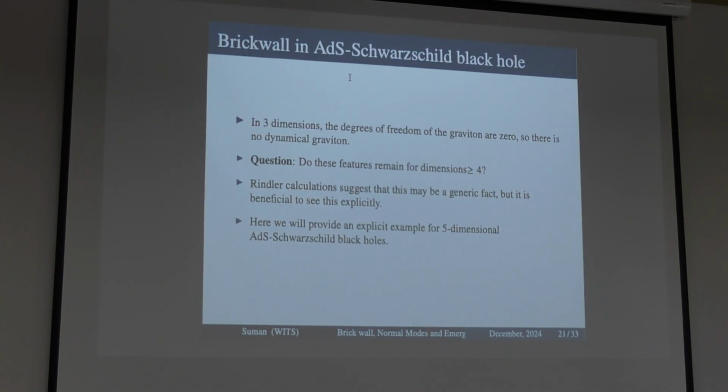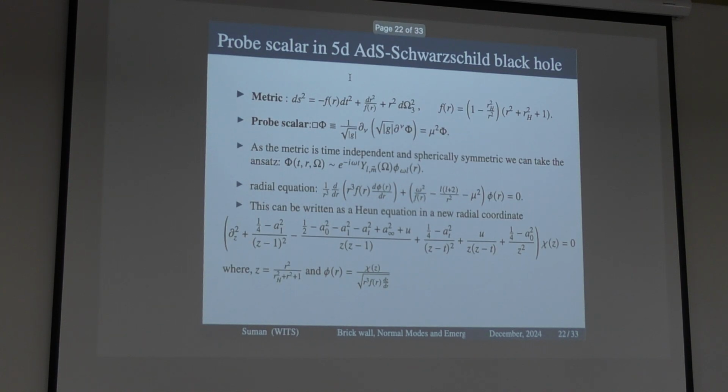Now, in 3 dimensions, we know that the degrees of freedom of gravity is 0, so there is no dynamical gravity. So, is it possible to find this feature for dimension greater than or equal to 4? Linear calculations suggest that, and this is a generic fact, but it's good to show this explicitly. So here we will provide an explicit example for the 5-dimensional Reissner-Nordstrom black hole. This is the metric, and you have some probe scalar, and due to the symmetry of the metric, you can decompose your scalar field like this and write the radial equation like this.